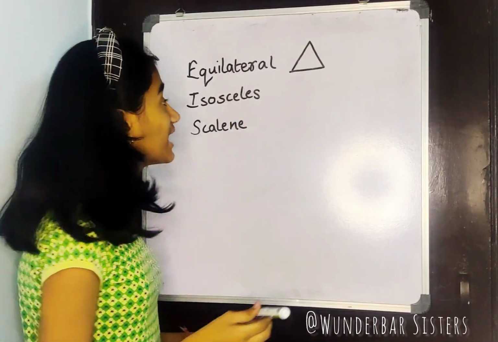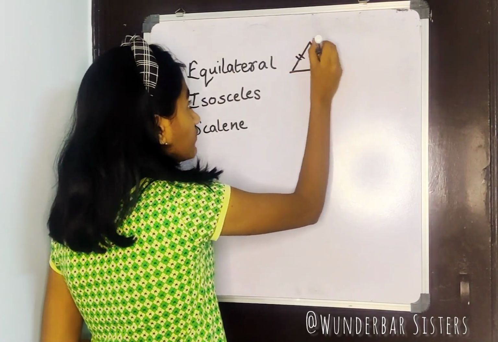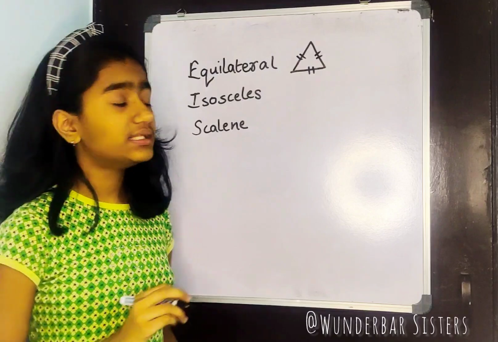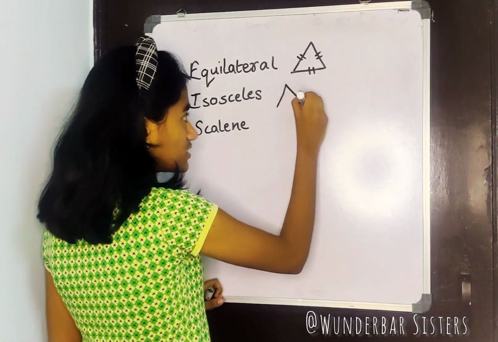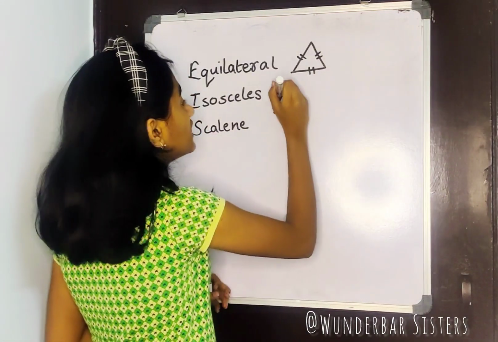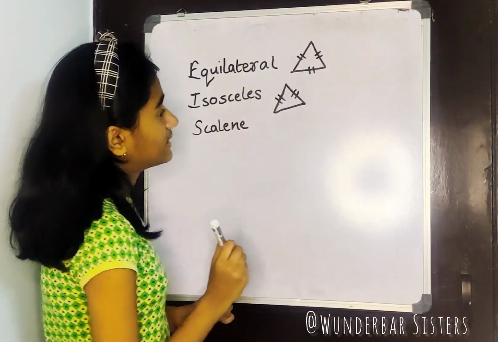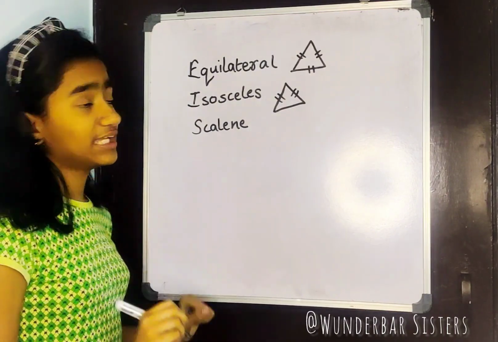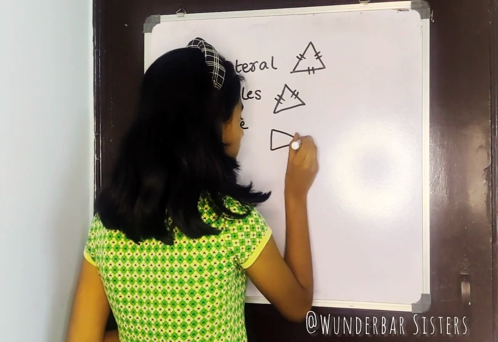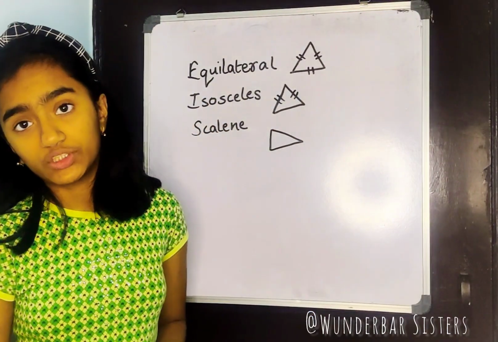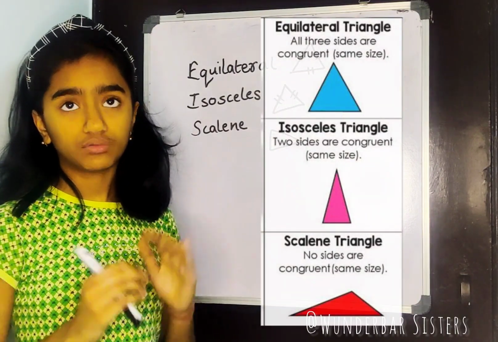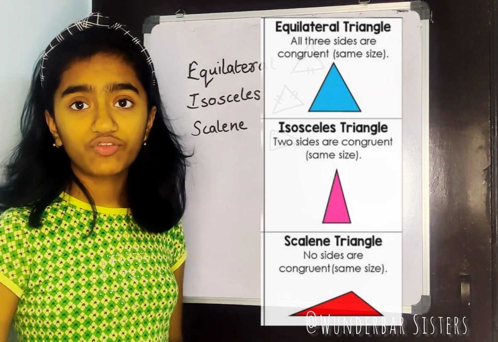In an equilateral triangle, all 3 sides of the triangle are of the same length. Then in the isosceles triangle, there are 3 sides of a triangle obviously, and out of those 3, only 2 of them are of equal length. Then in the scalene triangle, all 3 sides of the triangle are of different length. None of them are equal to each other. So that was all about the 3 types of triangles on the basis of sides.